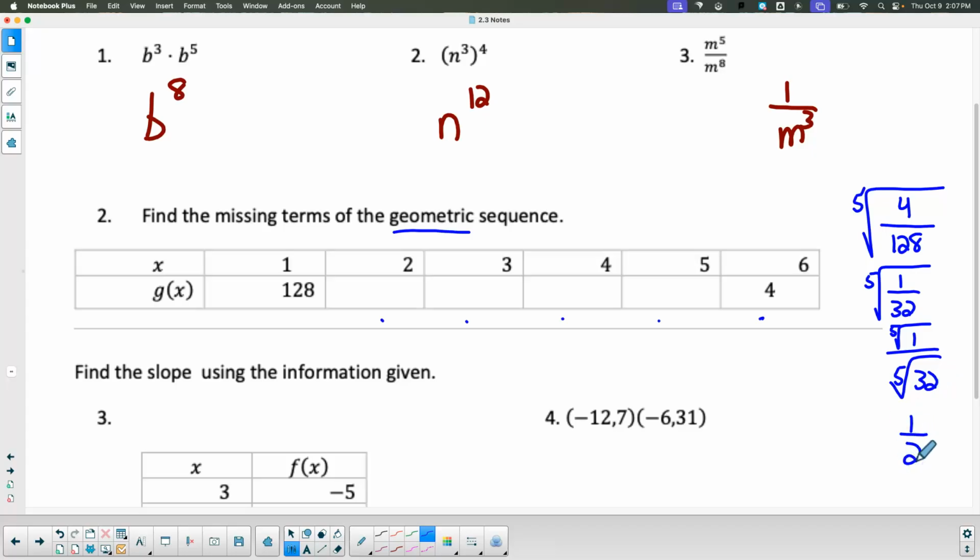So my jump is 1/2. So 128 times 1/2 is 64. 64 times 1/2 is 32. 32 times 1/2 is 16. 16 times 1/2 is 8. 8 times 1/2 is 4. Works out. Okay.